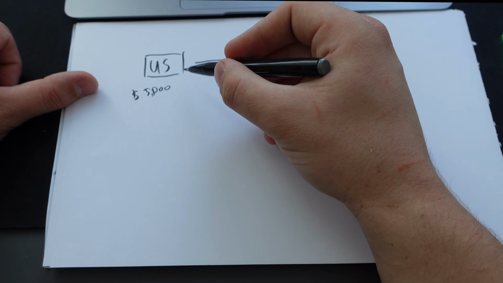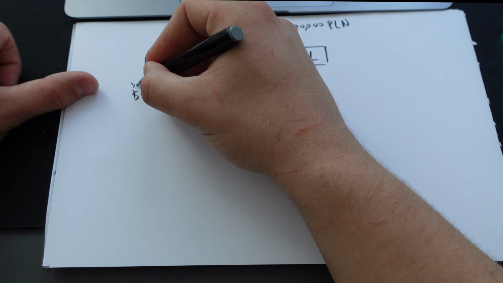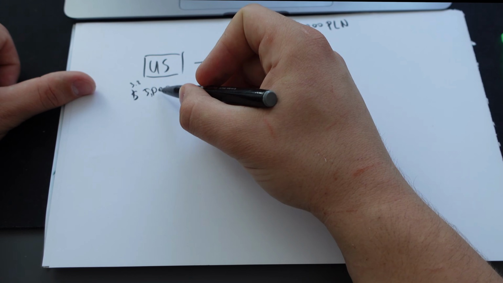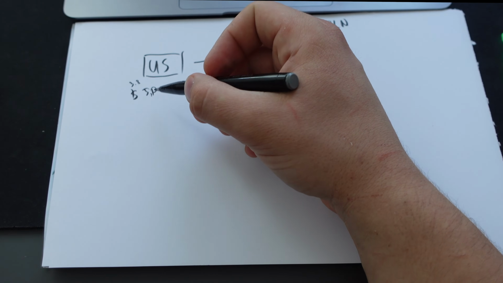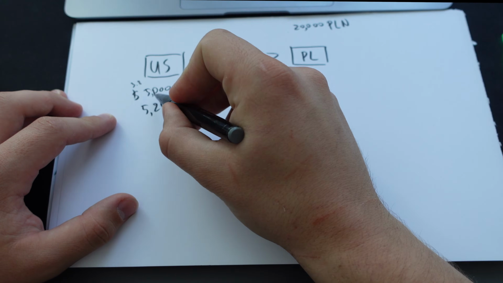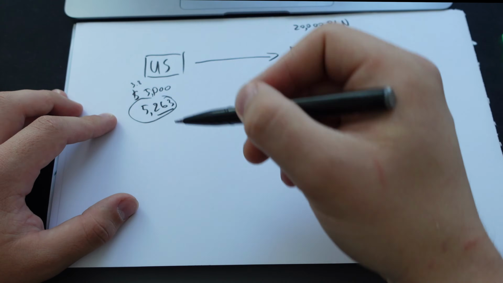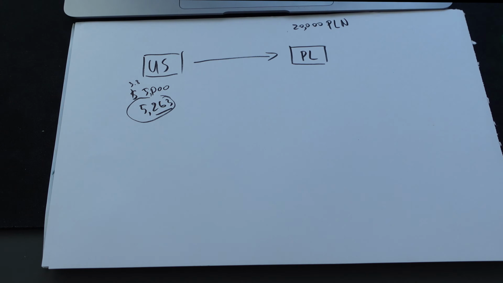But after the conversion rate that the bank is going to offer you, something like 3.8, let's say, you will need not $5,000, but more. You would need 5,263. So first, you are overpaying $200 just on the conversion. Then, to actually conduct the transfer, it will be an international transfer.